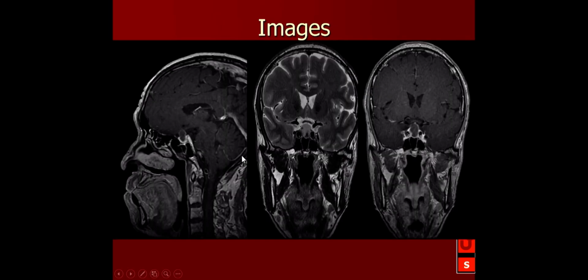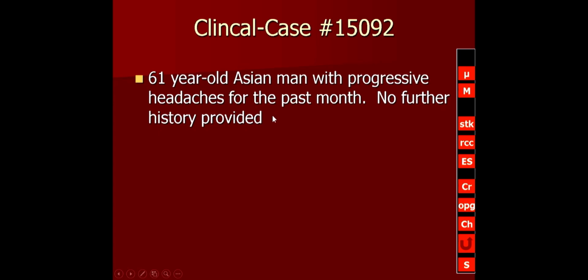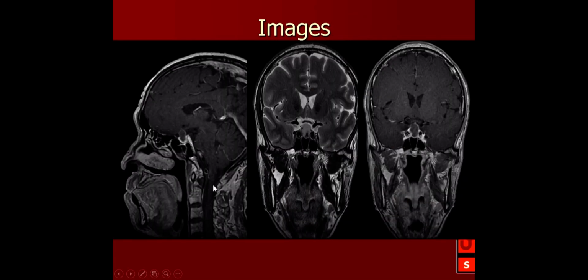So here's a man that presented with headaches and no other history was provided, and has a lesion that looks like it's fluid growing out of the pituitary and into the suprasellar cistern. And theoretically, if this is a Rathke's cleft cyst, it will be localized to the pars intermedia, and that might be helpful information when we do the SAMS questions later on.